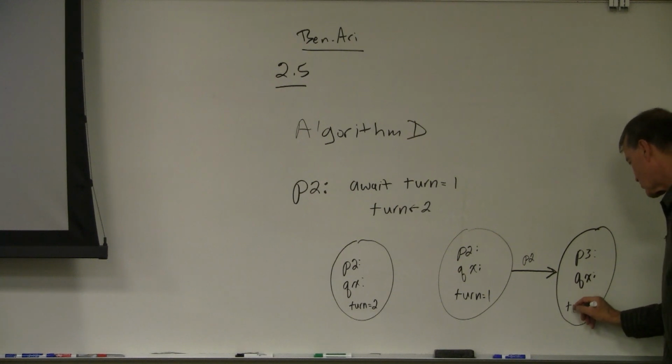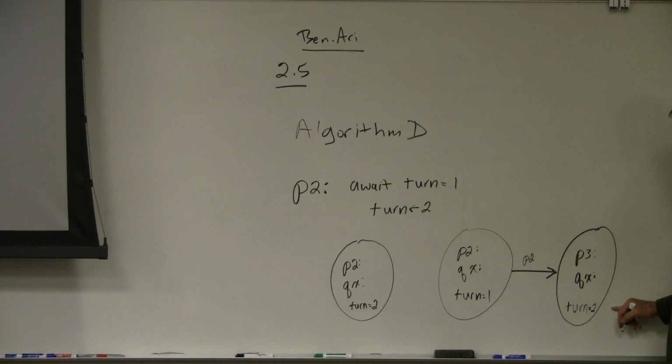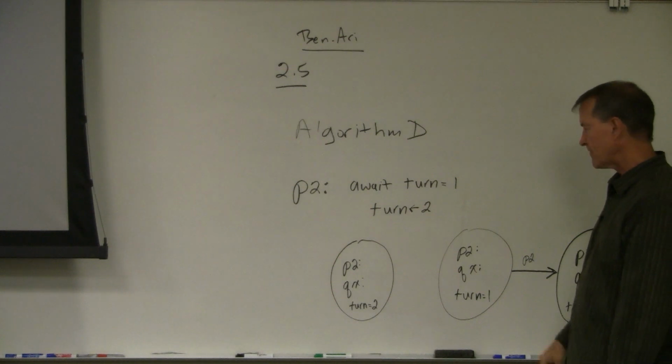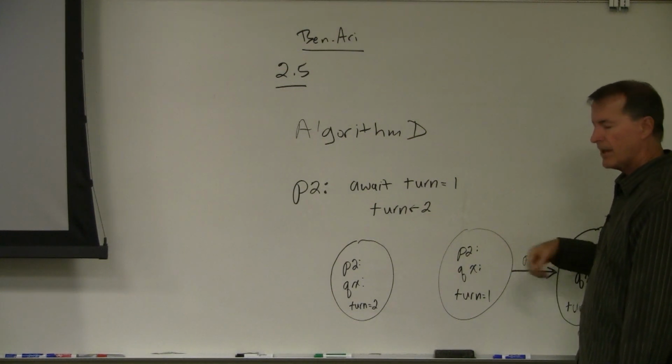Okay, and this is turn, and this is turn equals 2. Are you with me on that? So that's how this await statement works. It's atomic.